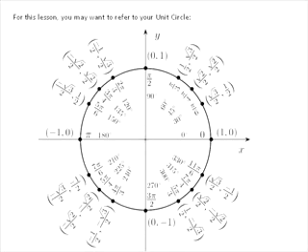angles, the points that are associated with them, and you also want to remember that the sine of the angle is the y-coordinate. So for example, the sine of pi over 6 or 30 degrees: sine is the y-coordinate, so the sine would be 1/2. The cosine is the x-coordinate. The cosine of 30 degrees or pi over 6 is square root of 3 over 2. Tangent is the y-coordinate divided by the x-coordinate.